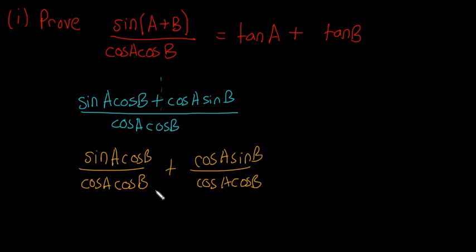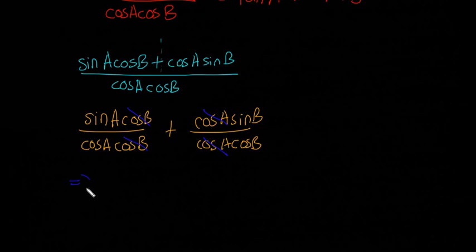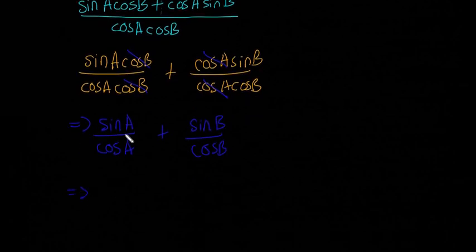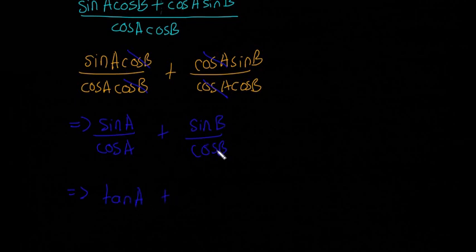Okay? So now that it's in this form, we can see that some things are going to cancel. Cos B will cancel with this cos B, and this cos A will cancel with this cos A. So we're going to be left with sine A over cos A, plus on this side sine B over cos of B. Sine of A over cos of A is tan of A, plus sine of B over cos of B is tan of B, and that's equal to the right hand side. So we've proved it.